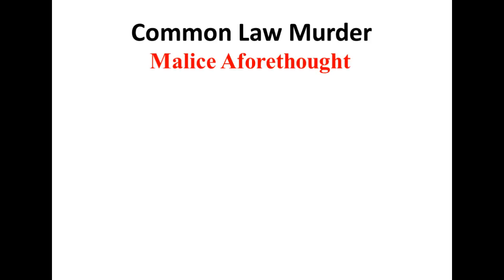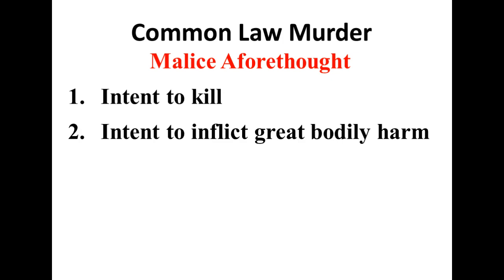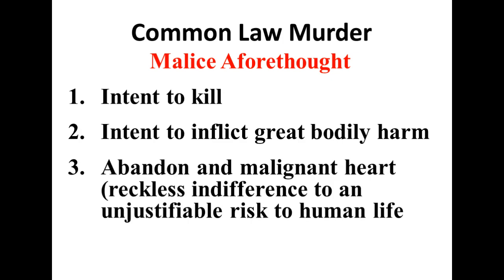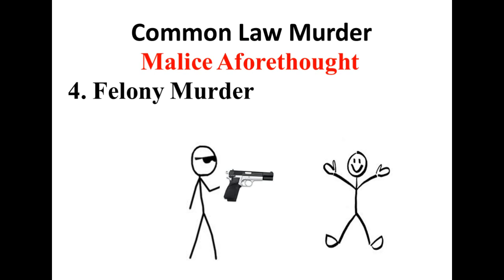At common law, if you remember, malice aforethought essentially contains 4 elements: the intent to kill, the intent to inflict great bodily harm, abandoned and malignant heart, that is, reckless indifference to unjustifiable risk to human life, and the 4th, felony murder. This video is going to discuss the 4th of these malice aforethought components, that is, felony murder. So let's take a look at it.